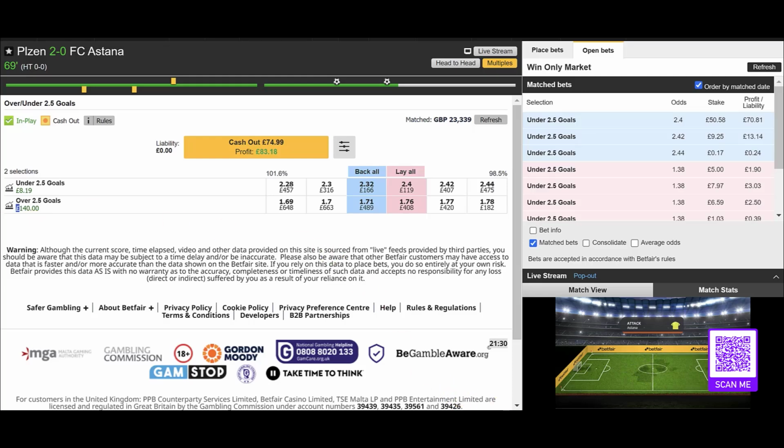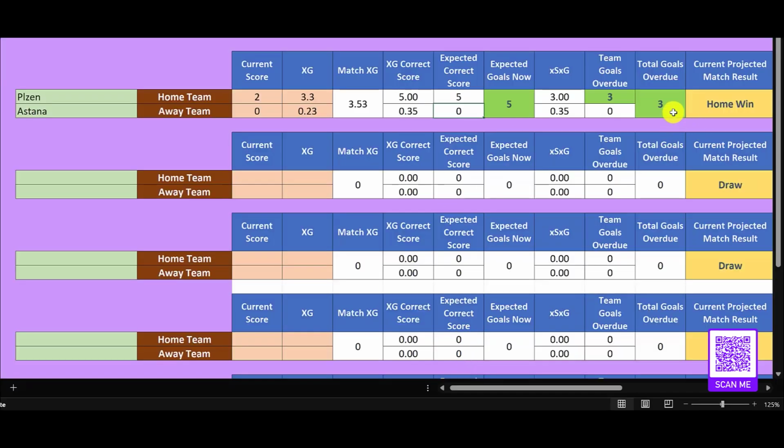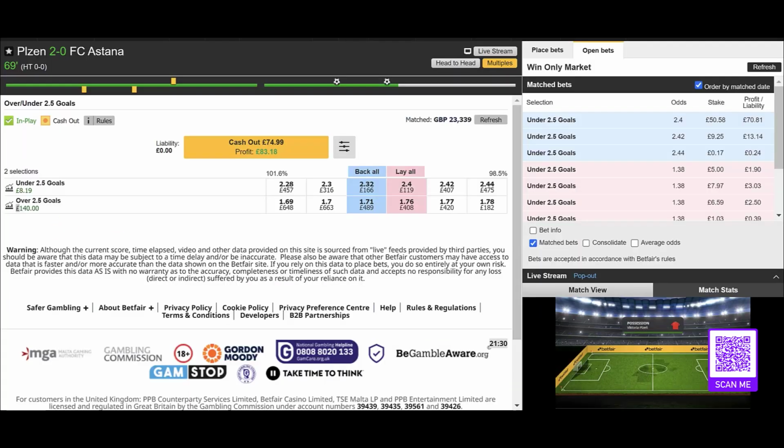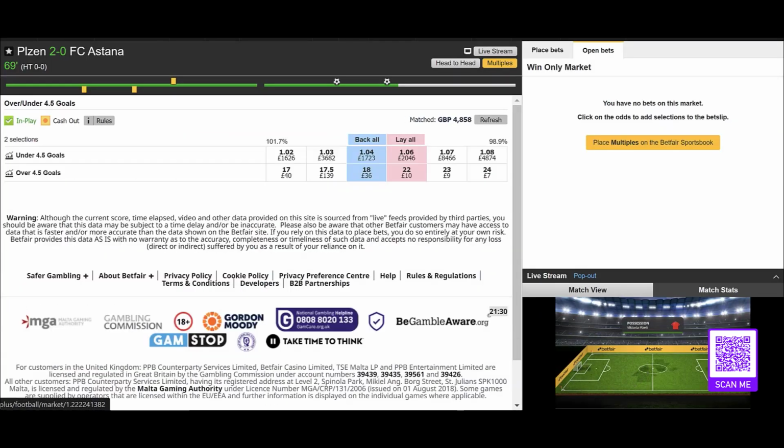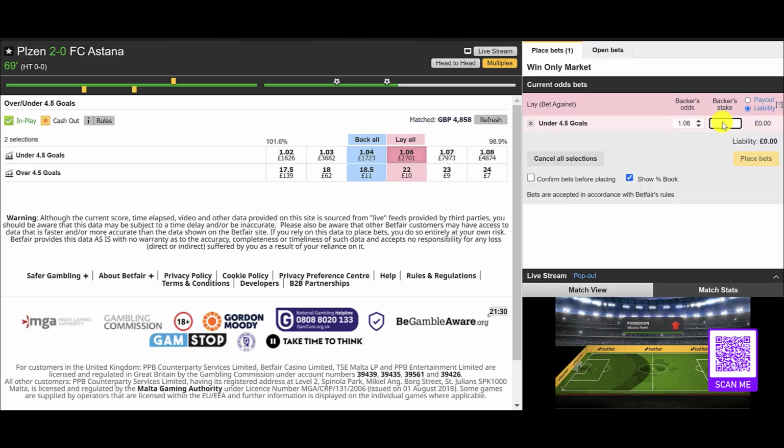And going back to the sheet, yeah, we're expecting a 3rd goal after that, so why not get in on the over and under 4.5? Okay, so let's see what we can do on this market.